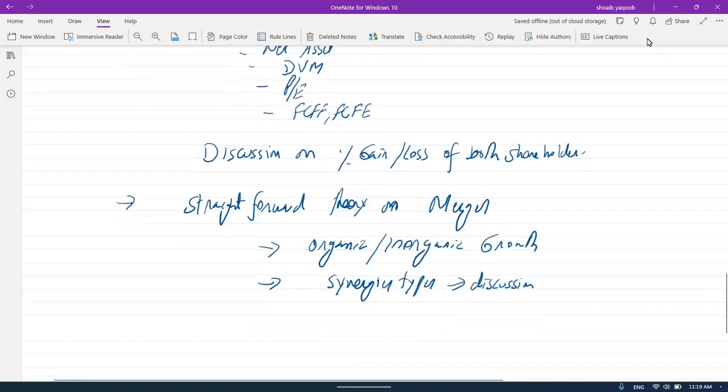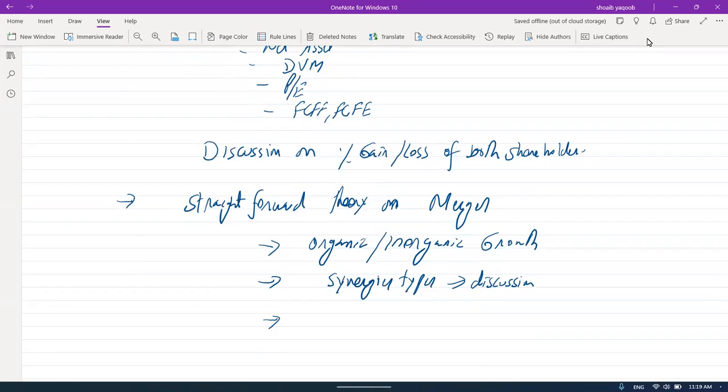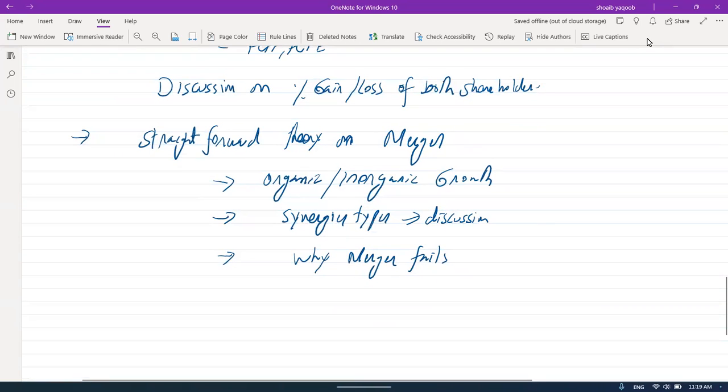Examiner often tests this. Then why mergers fail? It's a very famous topic. Why do mergers fail? Then, although there are other theory topics, I'm writing the important ones. Then defenses. Defenses are not that important, but it's a fancy topic. That's why I'm writing defenses.